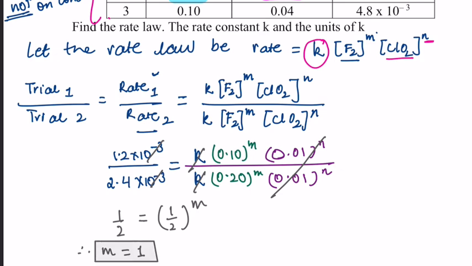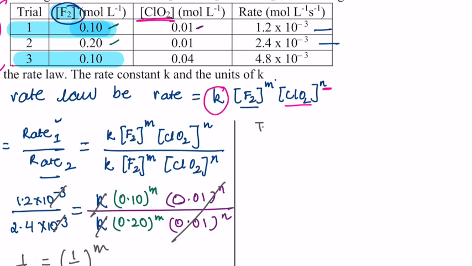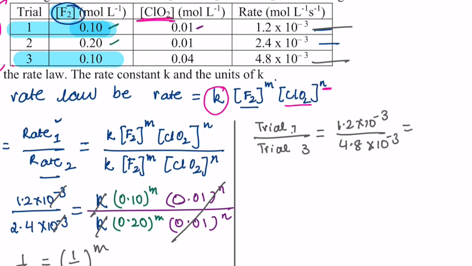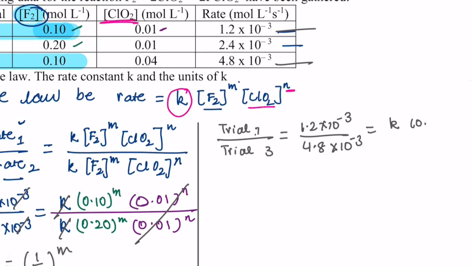Now let's go back and solve for N. So again, I am going to look for two trials where the concentration of fluorine is staying the same this time and the concentration of ClO2 is changing. So this is what you write on a test. You just write trial 1, trial 3, you plug in the values for the rates, and you don't need to write the rate law again and again. You can simply plug in the values for the concentrations of the reactants as given.